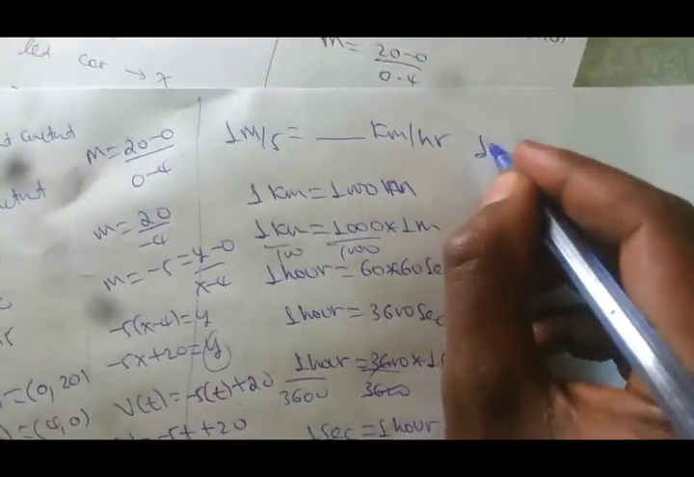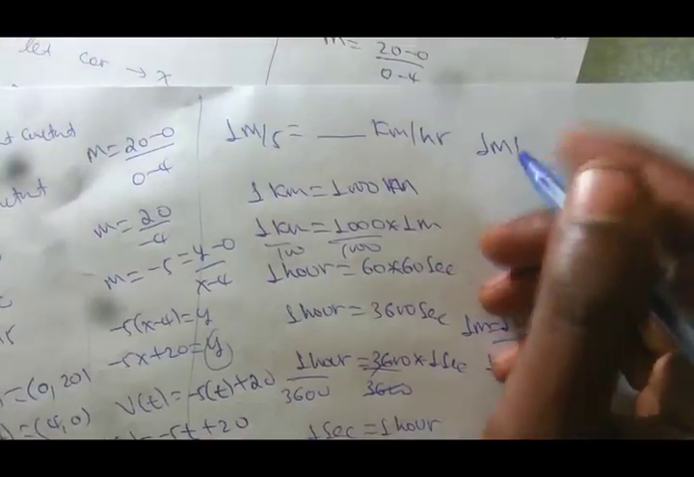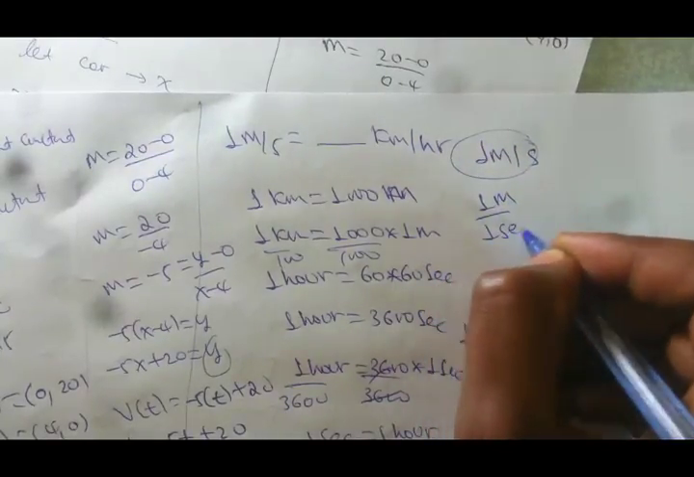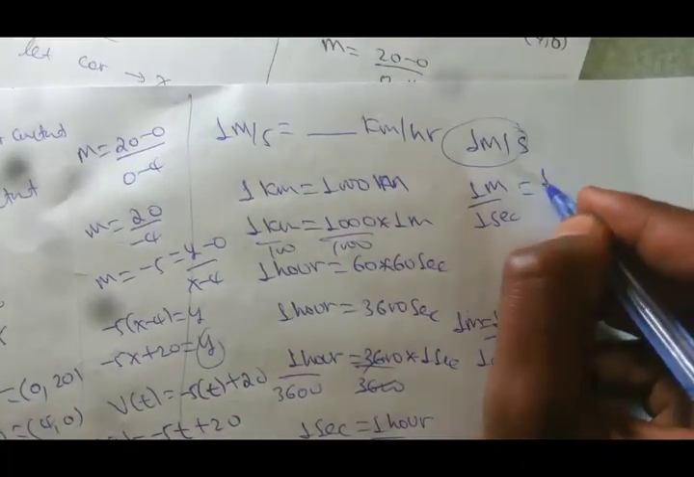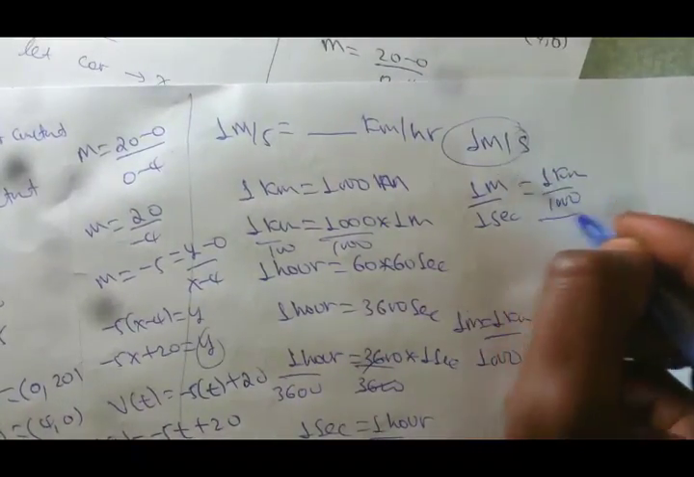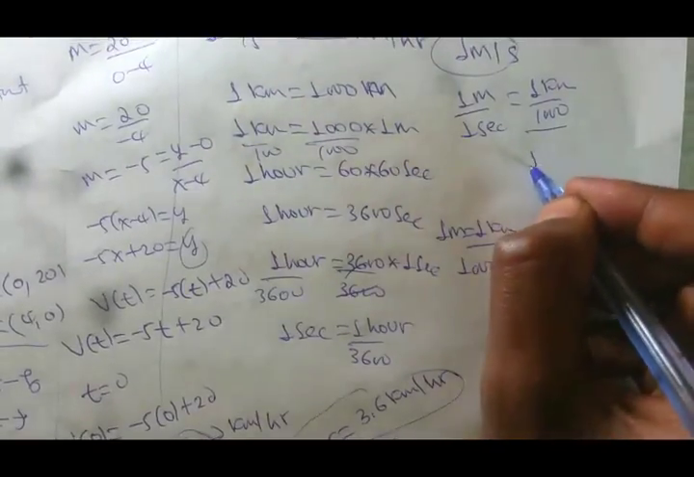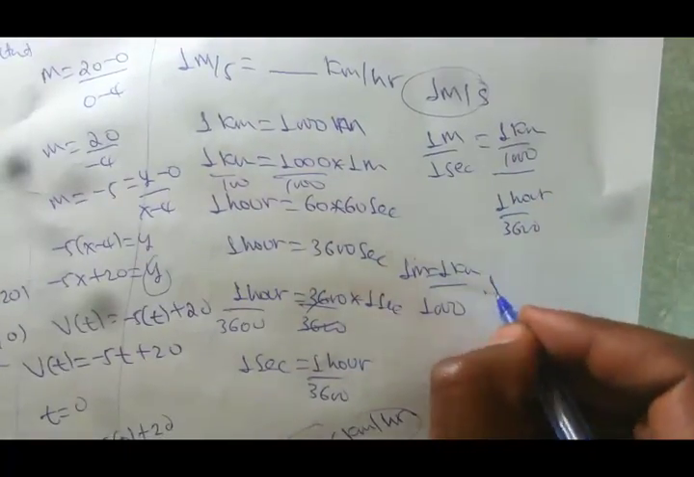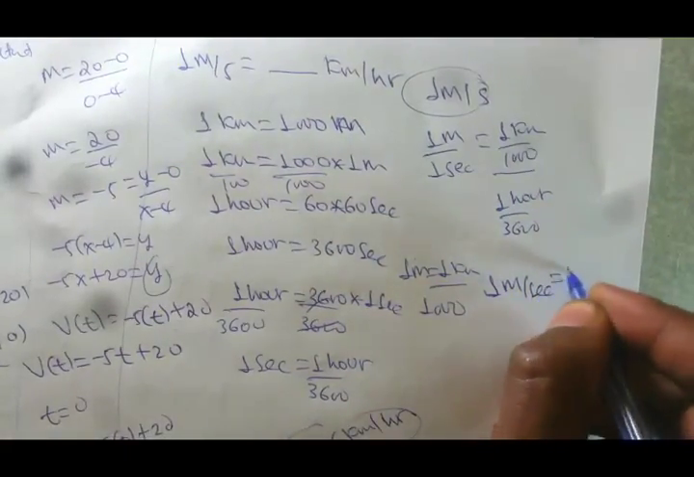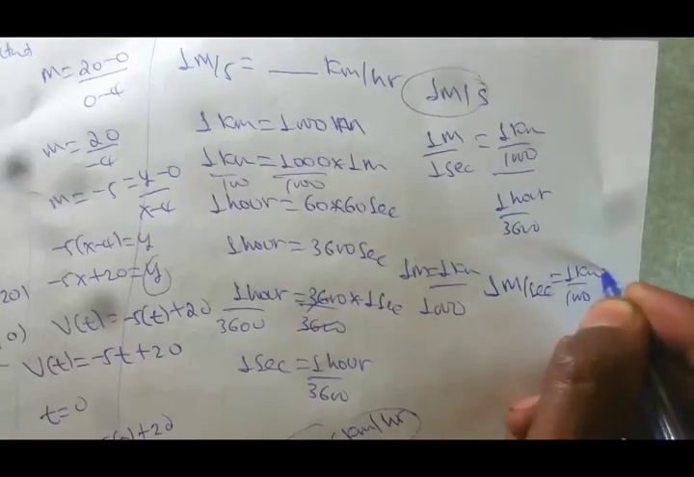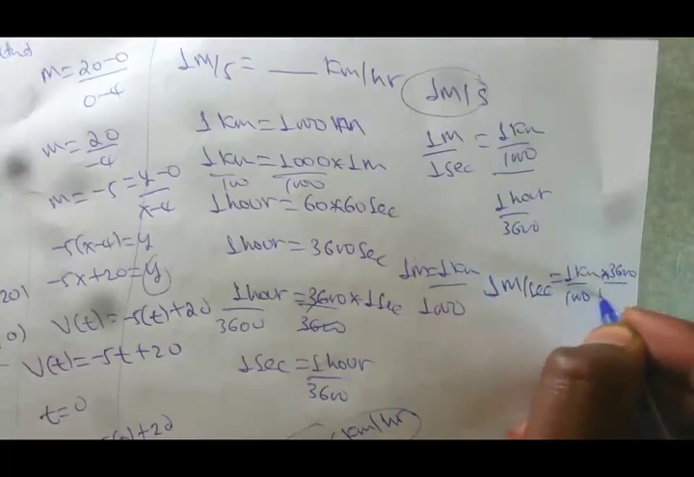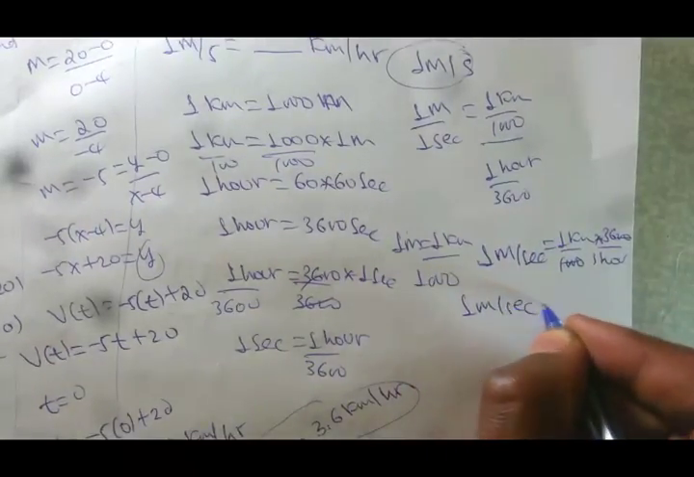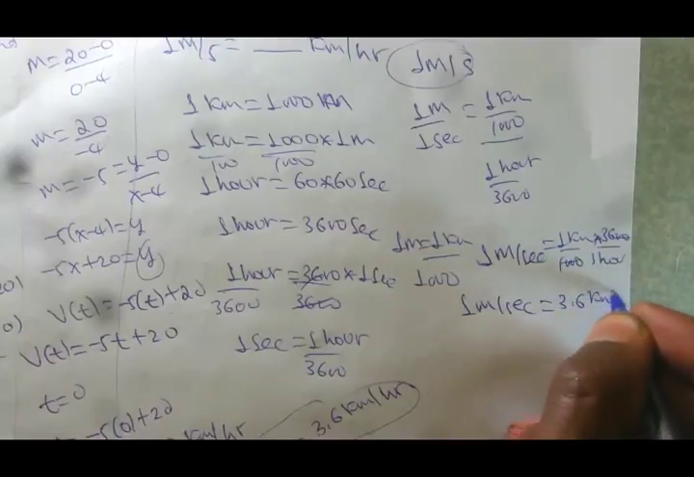Therefore 1 meter per second can also be written as 1 meter over 1 second. Therefore 1 meter is equal to 1 kilometer over 1000, over 1 second, which is equal to 1 hour over 3600. So we have to multiply by the reciprocal. 1 meter per second is equal to 1 kilometer over 1000 times 3600 over 1 hour. Therefore this will be cancelled by this, and 1 meter per second is equal to 3.6 kilometers per hour.